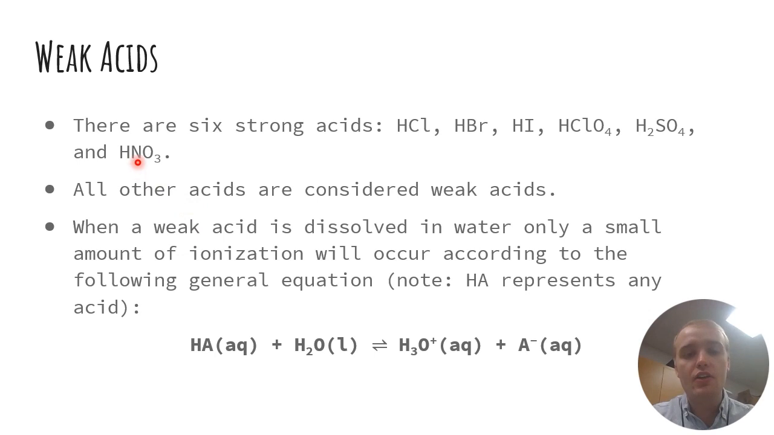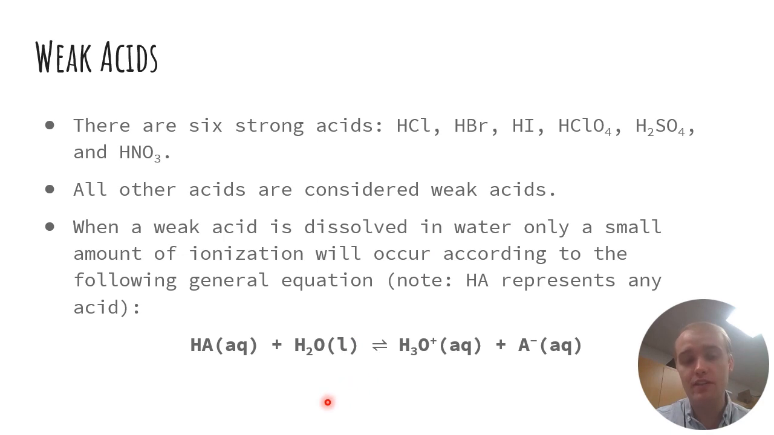There are 6 strong ones in AP Chemistry. That's HCl, HBr, HI, HClO4, H2SO4, and HNO3. If it's not one of those 6 in AP Chemistry, it's a weak acid. Are there stronger acids than that out there? Yes, but in AP Chemistry, those acids are the only ones that we worry about that are considered strong. Everything else, it's weak if you don't see it.